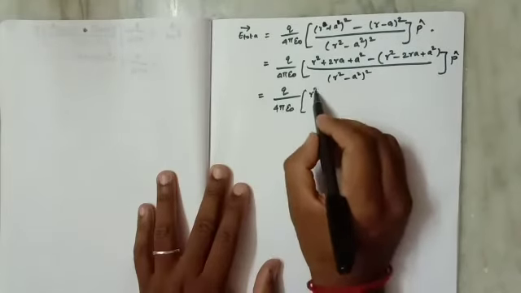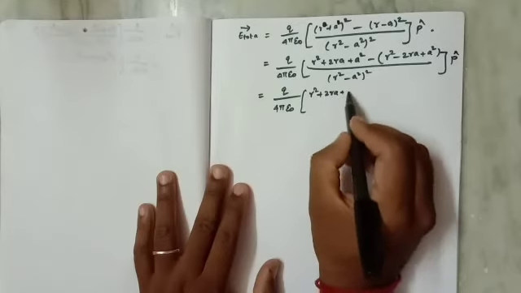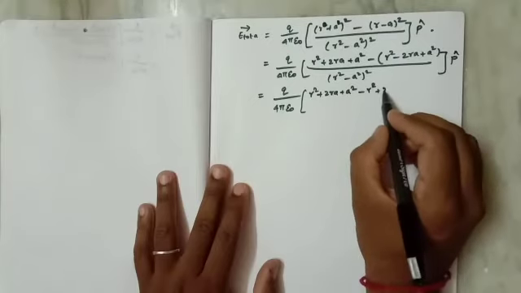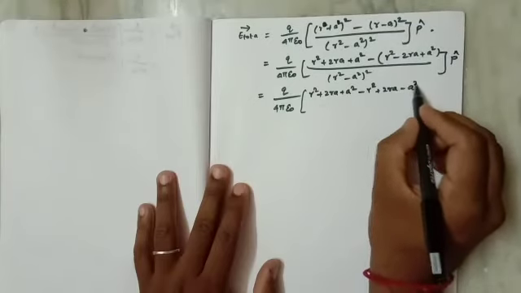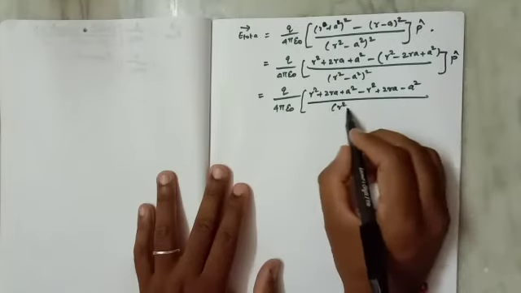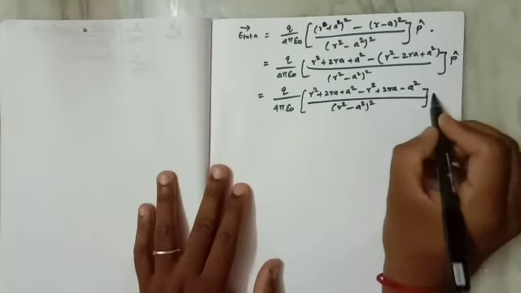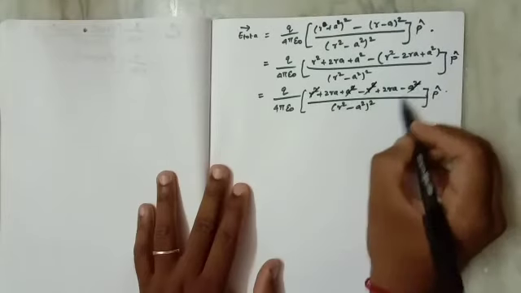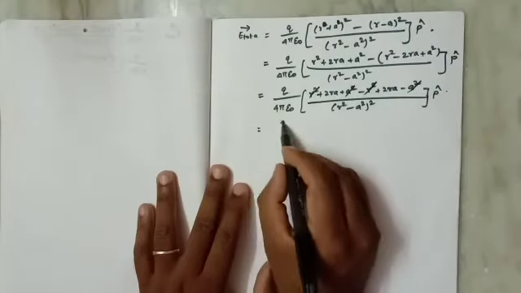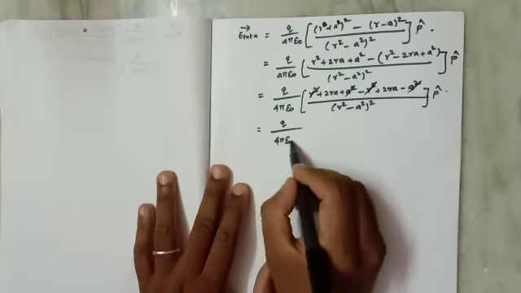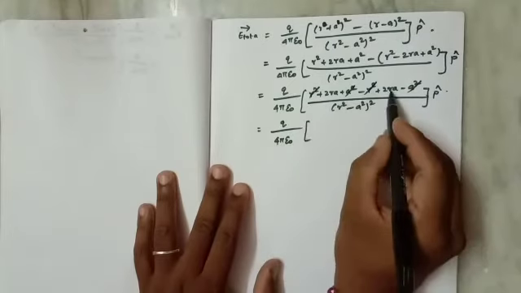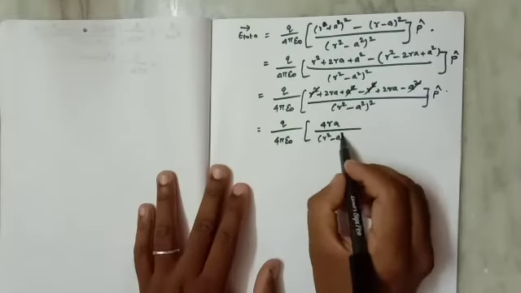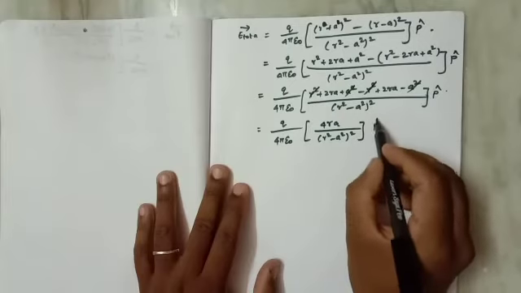It will be written as R square plus 2RA plus A square, multiplying the minus inside, minus R square plus 2RA minus A square, divided by (R square minus A square) whole square, P cap. So R square minus R square and A square minus A square cancel each other. So Q divided by 4 pi epsilon naught, what is remaining is 2RA plus 2RA, equal to 4RA divided by (R square minus A square) whole square, P cap.